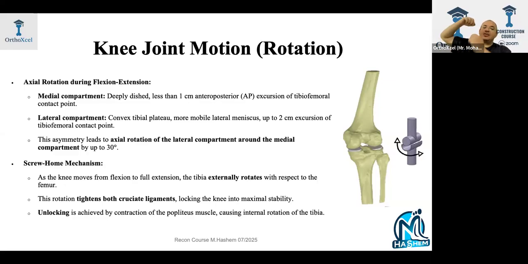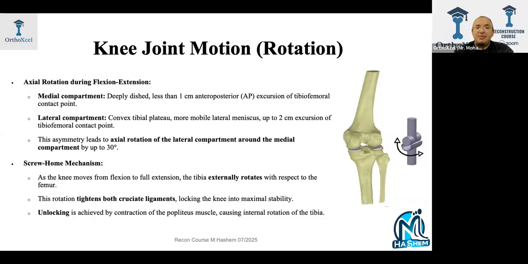Again, to understand, rolling back means the point of contact between tibia and femur is moving to the back, or posteriorly, more on the lateral side compared to the medial side: about 1 centimeter on the medial side during knee flexion, and about 2 to 3 centimeters on the lateral side. So by definition, femur is moving laterally to the back, so the tibia is internally rotating. This happens during flexion, and the other way around during extension. So every time you flex, you internally rotate your tibia. Every time you extend, you externally rotate your tibia.